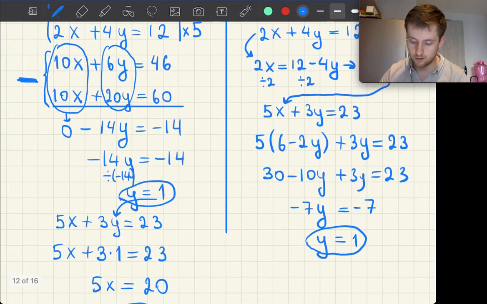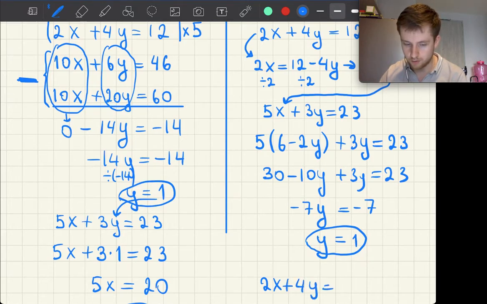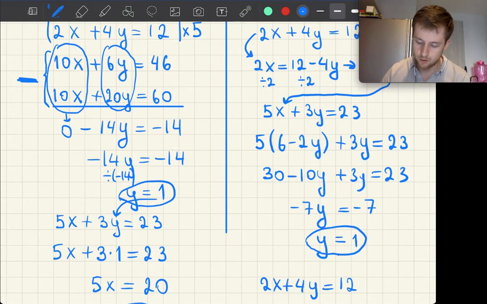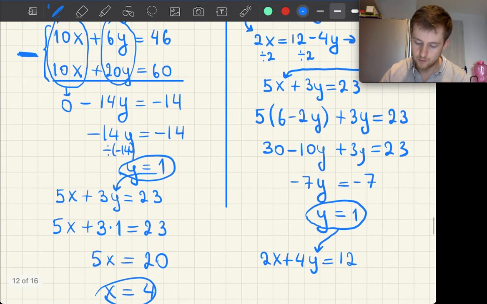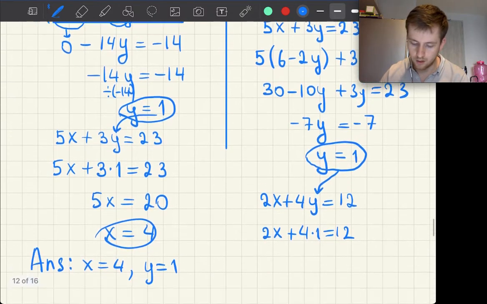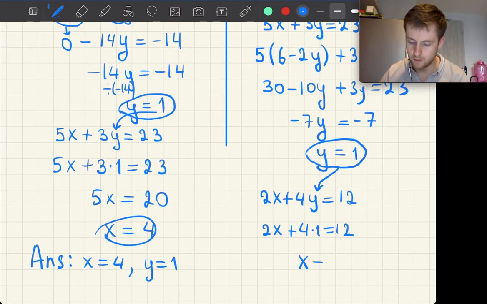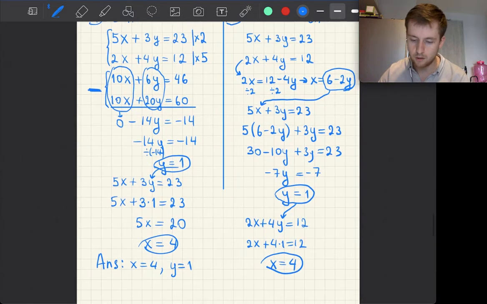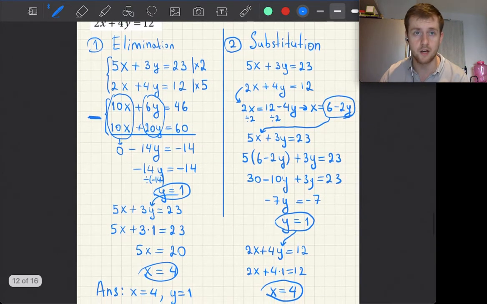Now we just have to take one of the equations. So let's take the other one, 2x plus 4y equals 12. Let's substitute y into it. So we're going to have 2x plus 4 times 1 equals 12. Alright, and then x should be equal to 4. You will see it quite quickly. So x equals 4. We can look at both of these methods side by side.